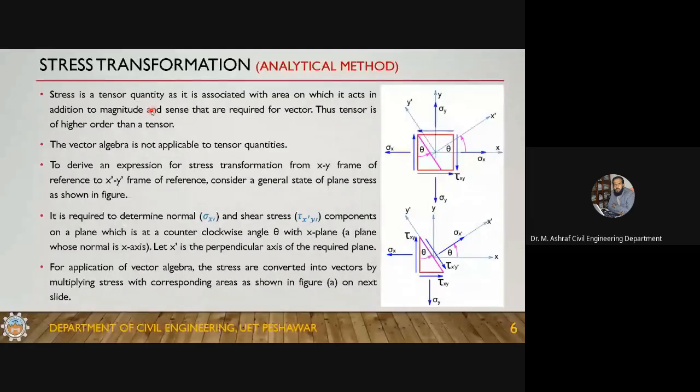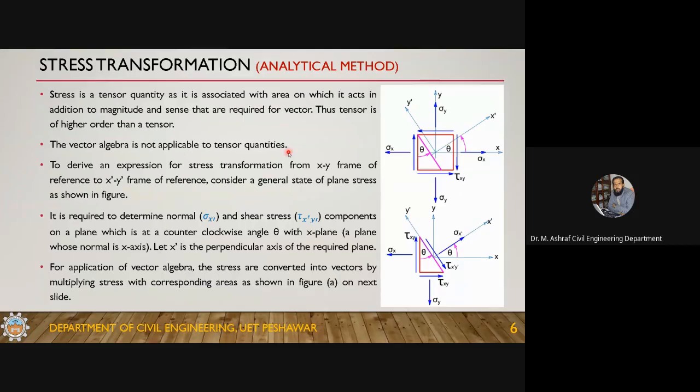And as I've told you, moment of inertia is also a tensor quantity, just like the stress. So when we discuss the transformation of stresses, we can apply the same rule to the transformation of the moment of inertia. Stress is a tensor quantity and not a vector quantity, so vectorial algebra is not applicable to tensor quantities. You cannot apply the equilibrium condition to the stresses.